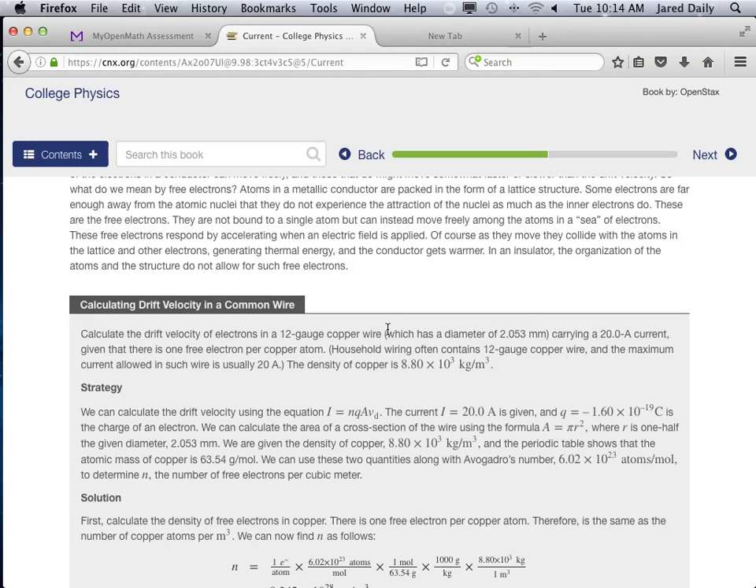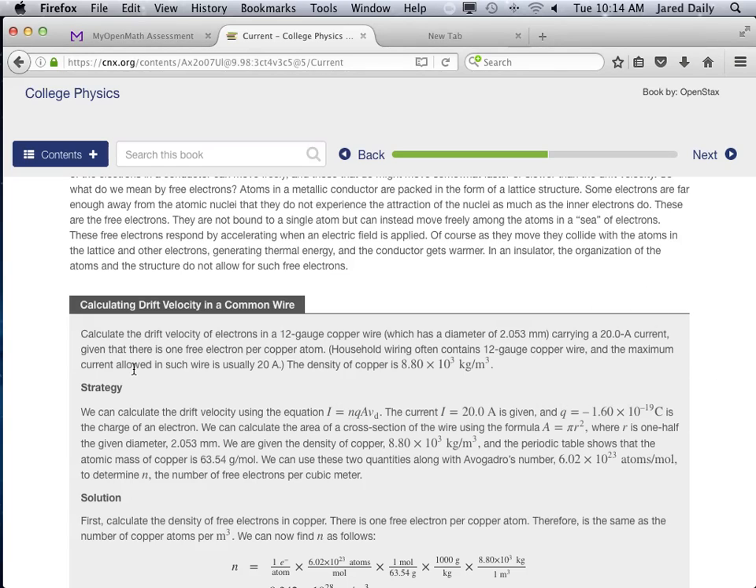But there are applications for much bigger wires. I think the smallest gauge I've ever used is 4. And that's a beast. But anyway, 12 gauge copper wire has a diameter of about 2.053 millimeters. And if it's carrying a 20 amp current, then we should be able to figure this out. We know the diameter, so we should be able to figure out the area. You take the diameter divided by 2, square it, multiply by pi, you get the area.